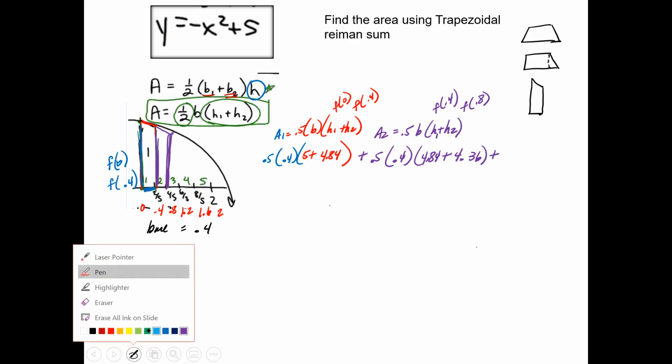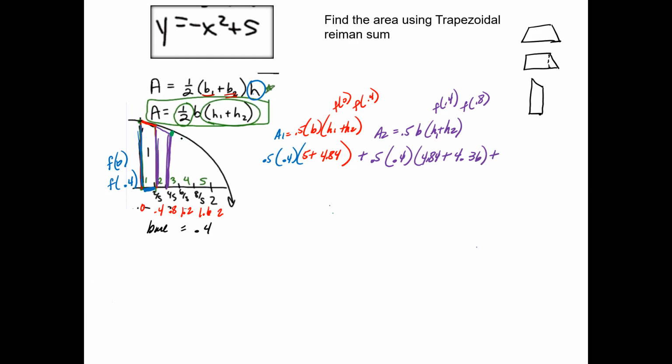Plus, let's go on to the next one. So I'm going to draw my rectangle right here to here. Here's my trapezoid. Okay. So my third rectangle or trapezoid is going to be 0.5 times base, which is 0.4. So 0.5 times 0.4, height 1 plus height 2. Your first height here is going to be f of 0.8, which I found before was a 4.36 plus f of h2. So f of the new height is right here, and that's 1.2.